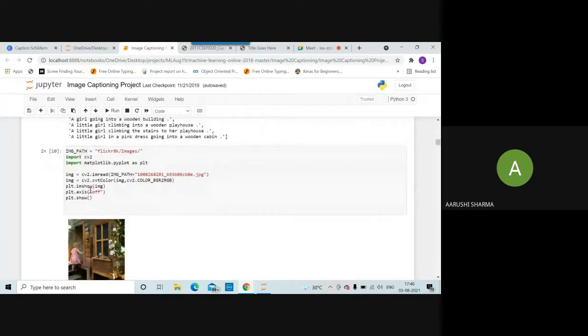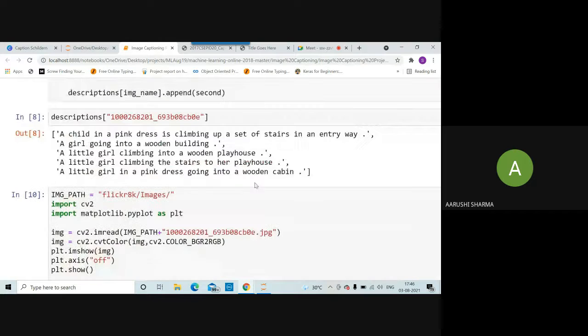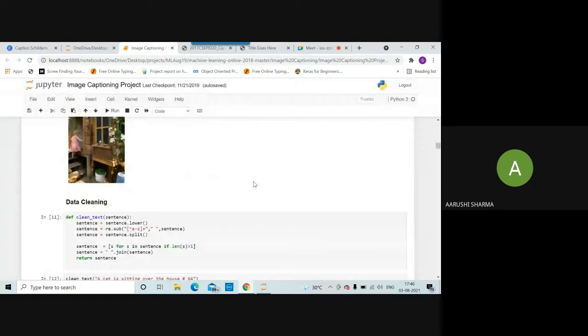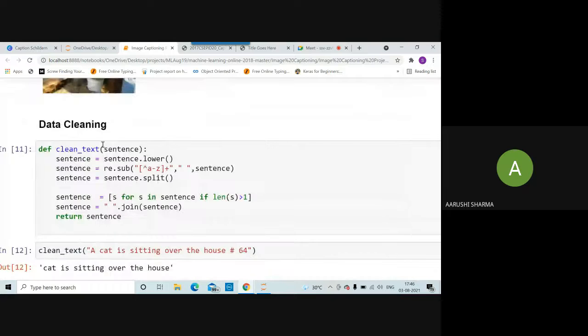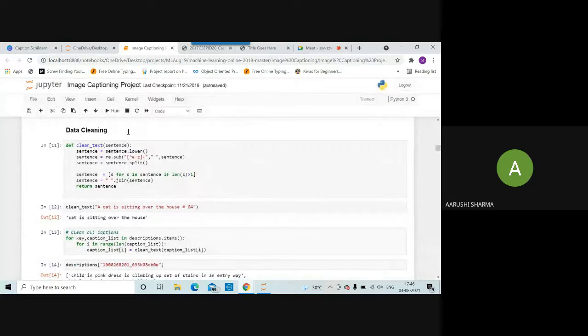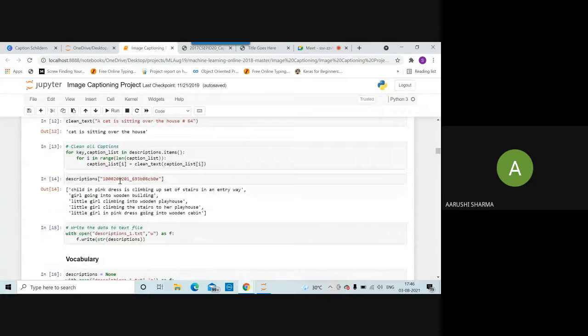For example, this is one of the images in our data set. For this image, we have these 5 relevant captions. Based on these captions, the training of the machine will be done. The next step was data cleaning. Here we will clean the data. Cleaning the data means removing all the special characters and handling case sensitivity. These all are taken care of in the data cleaning step.